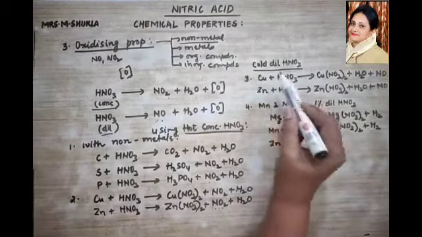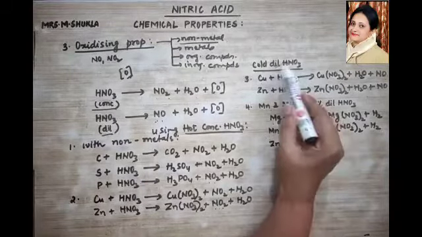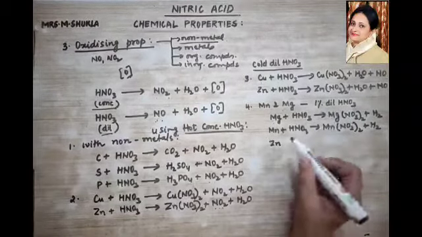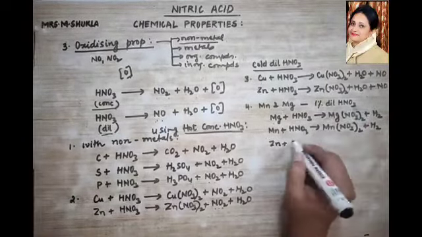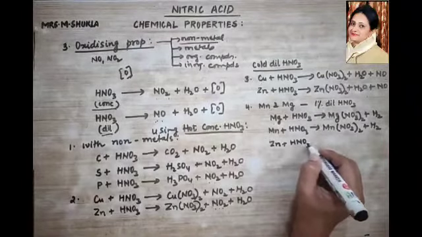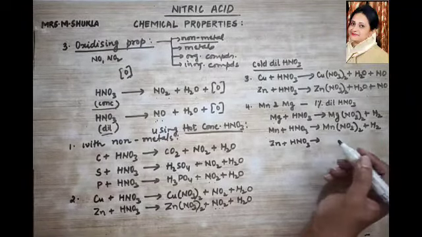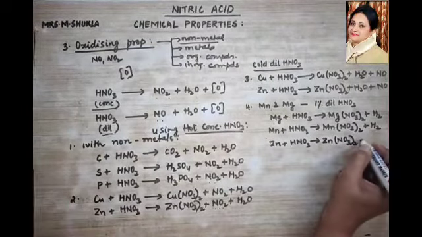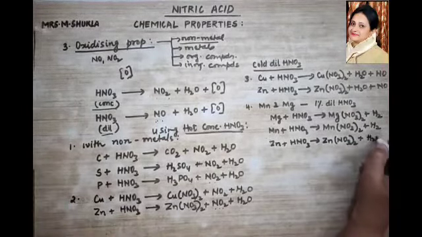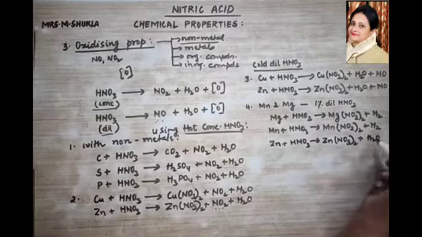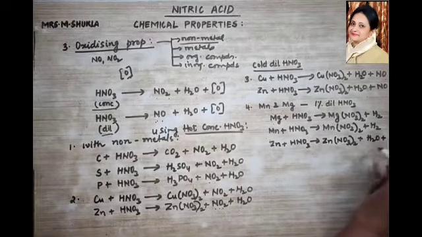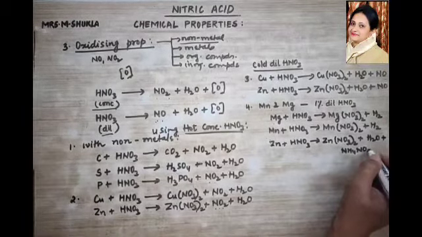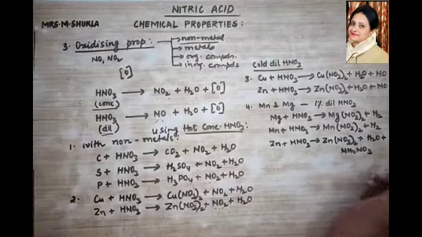Okay, zinc, what did I say? Cold dilute HNO3, it is giving you this. But if this same zinc is treated with 1% dilute HNO3, what is it going to form? It will form zinc nitrate plus water. Okay, because hydrogen will not be formed, it will get oxidized to water, and ammonium nitrate will be formed over here. There are some more.